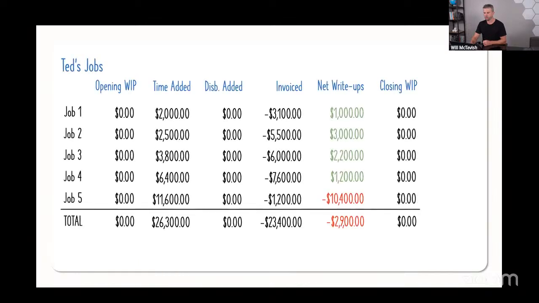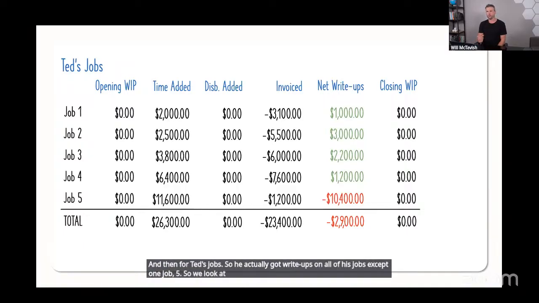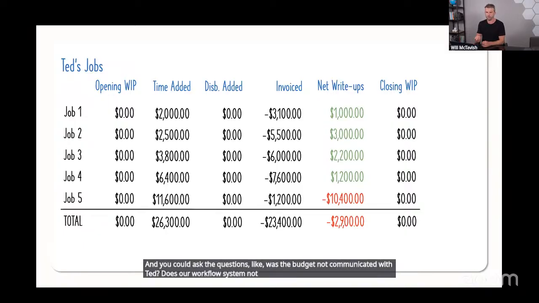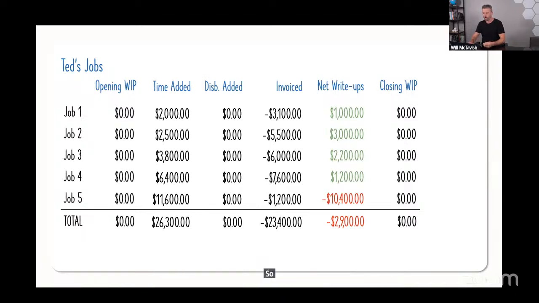And then for Ted's jobs, he actually got write-ups on all of his jobs except one, job 5. So we look at that 2,900 and we think, not so bad, not too worried about that. But when we look at it a little bit deeper, he's actually doing really well on all his jobs, except this one job, job 5. And you could ask questions like, was the budget not communicated with Ted? Does our workflow system not represent the actual amount of time he had allocated? Or has he just been stacking time to this job while he's actually been doing other things? So there's so many things that could be going on behind the scenes here.